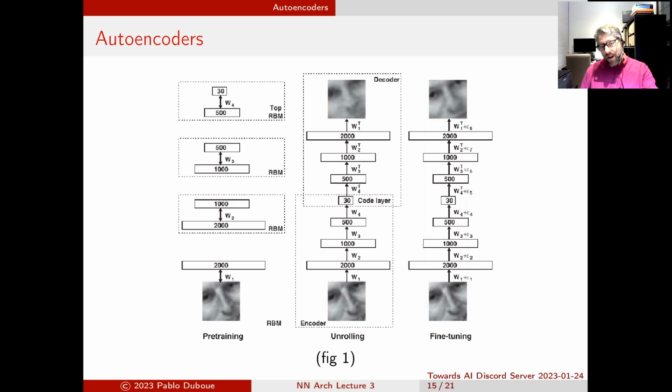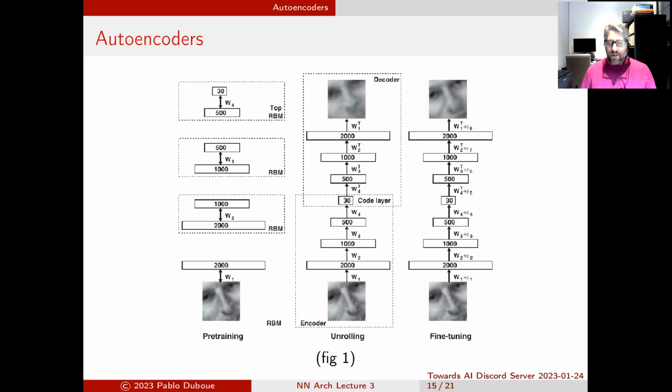Then, once the RBM was trained, we take our training data and run them through that RBM. This RBM has 1000 in the hidden layer, so we are mapping each of our input images into these 1000 hidden layer activations. And now we take this and train a second RBM to go from 1000 to 500, and we train that again to go from 500 to 30. This is called pre-training.